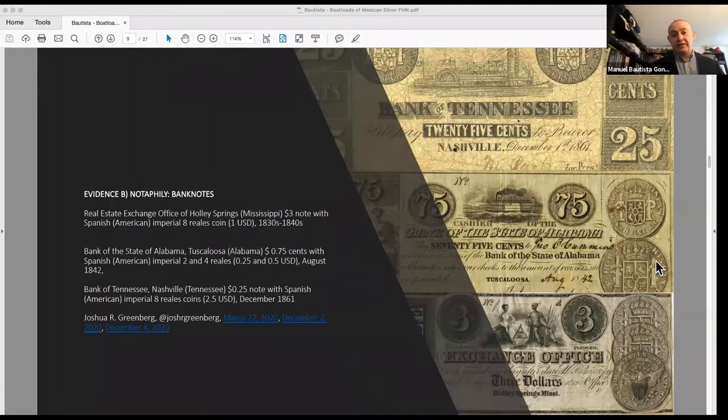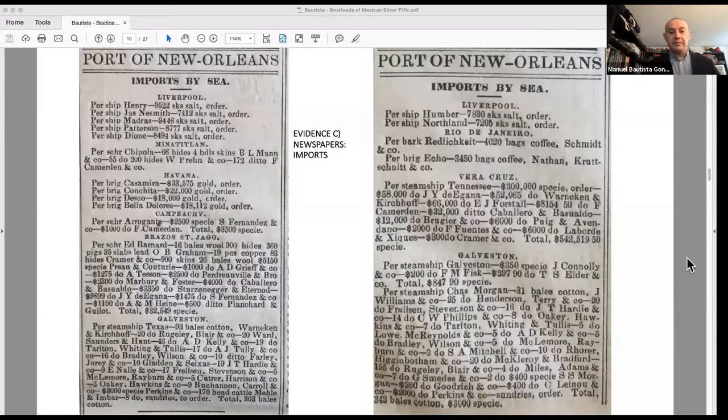Another possibility is the notaphily documentary record: banknotes. And there are plenty of banknotes that have representations of the Spanish silver dollar, such as these three that I'm showing you here. But they don't really tell us, you know, if these banks had 100 Spanish dollars or 100,000 Spanish dollars in their assets, right?